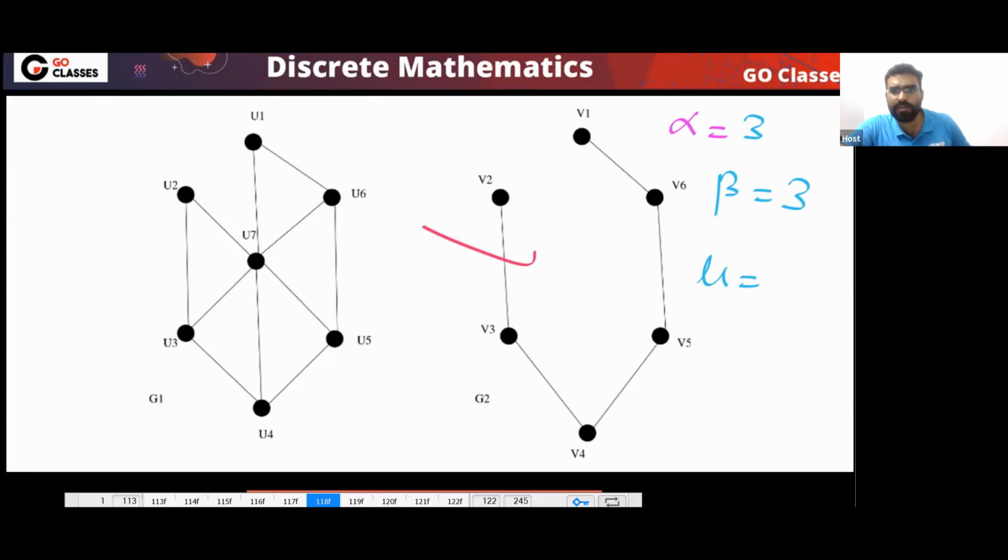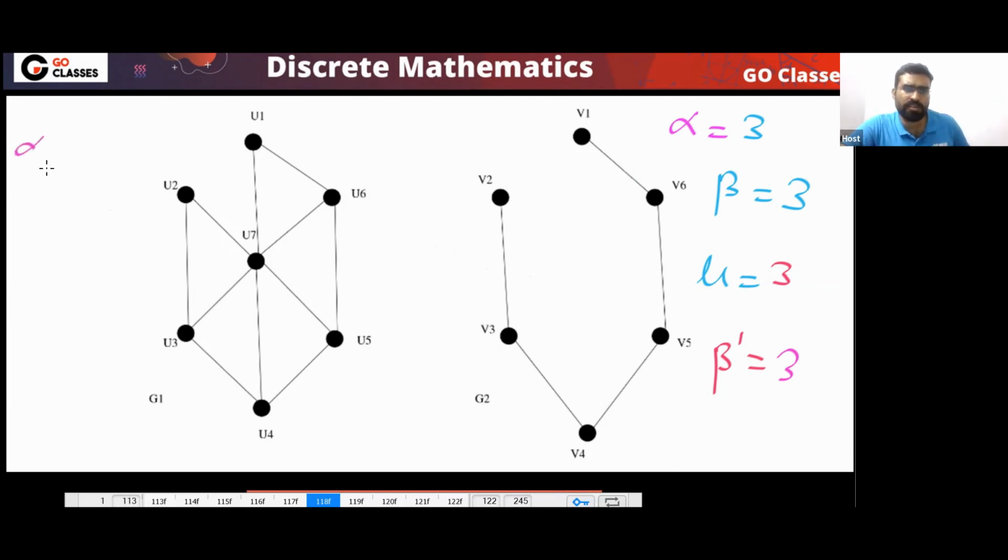So the matching number will be 3. Okay, and what is beta dash? Beta dash means edge cover number. What is edge cover number? Edge cover number, that also will be 3. How many edges do you need? For example, you need this edge, you need this edge. If you want to cover all the vertices, you need 3 edges. Okay, so these are the parameters.